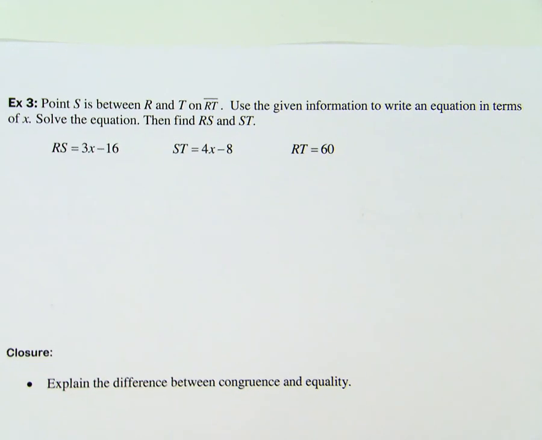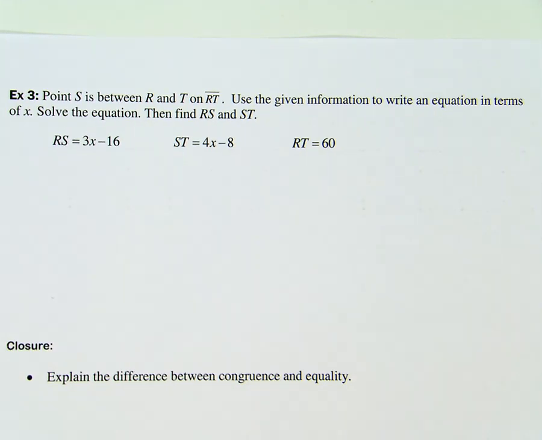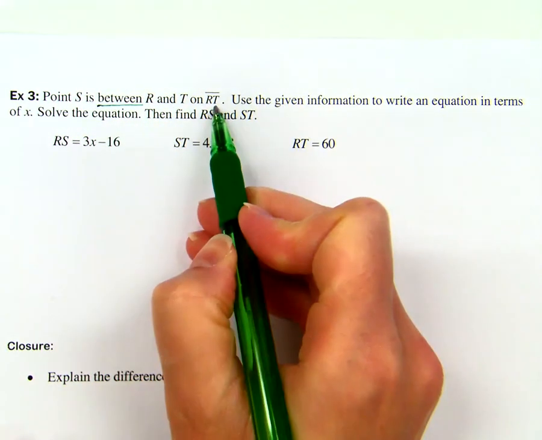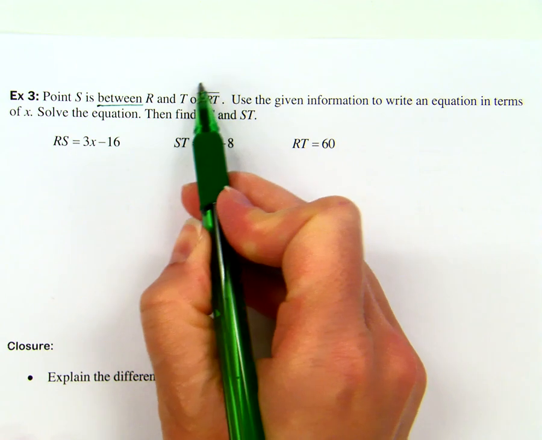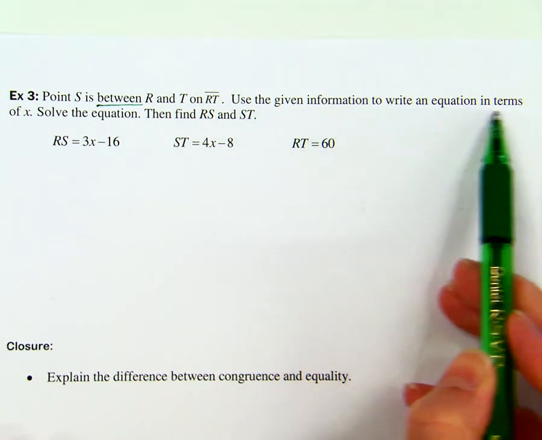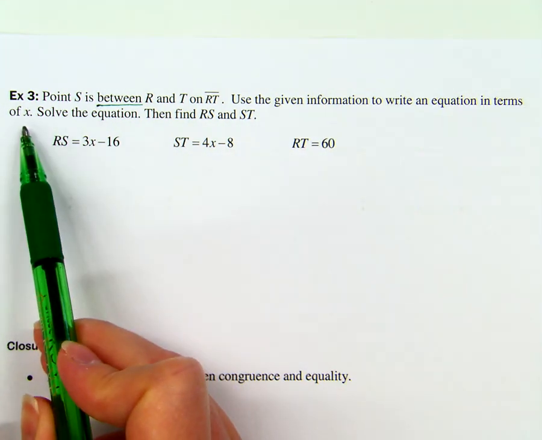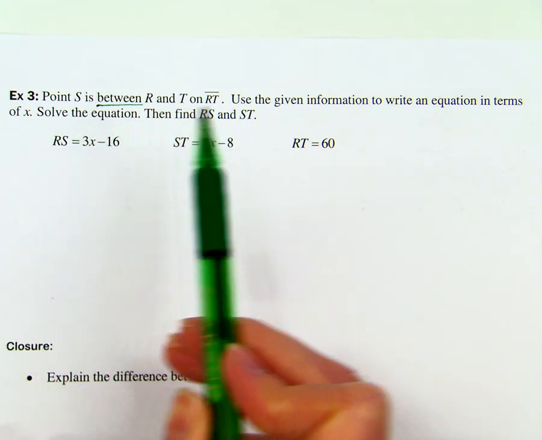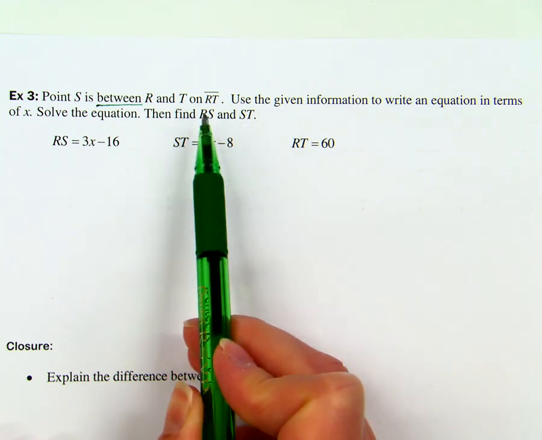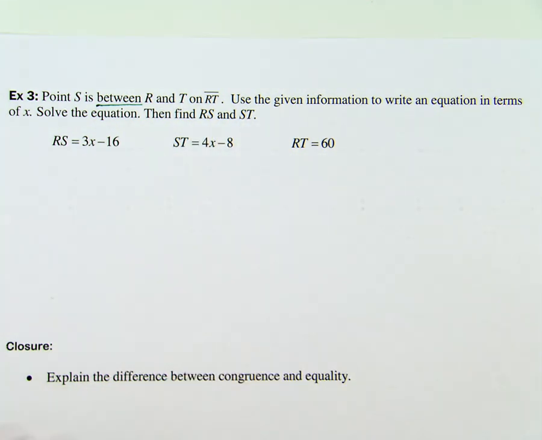Alright guys, example 3. We are almost done with this section. Example 3 says that point S is between R and T on segment RT. Again, notice there's a bar on top telling us that this is a segment, not the length of the segment. The problem goes on to say use the given information to write an equation in terms of x. We want to solve the equation and then find RS and RT. Again, there's no bars here, meaning we want to find the lengths of those two segments.